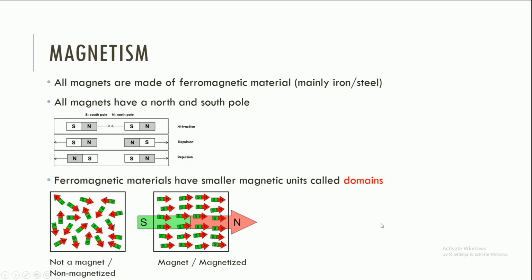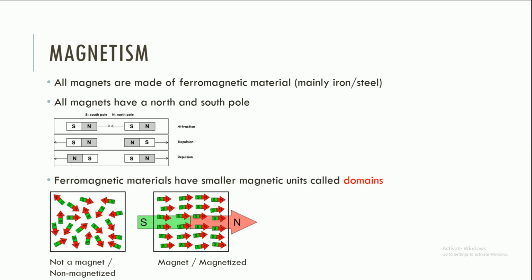So, magnetism. Well, magnetism, of course, has something to do with magnets. Magnets are made of ferromagnetic material. The main things that you will come across in your course would be iron and steel. All magnets have a north and south pole, and these poles can either attract or repel depending on the interaction. When you have opposite poles, for example a north and a south pole, they will always attract. If you have two same poles or like poles, they will always repel. So opposites attract and same poles repel. That's a very, very important concept.